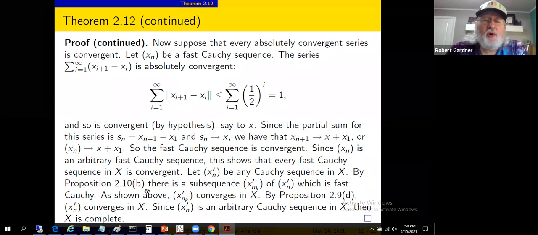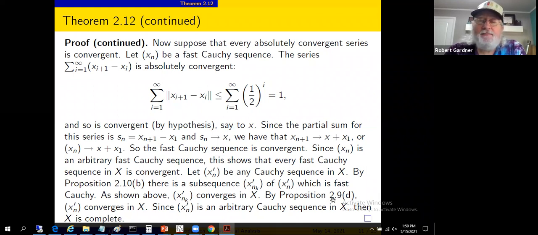By Proposition 2.10.b, we know that x sub n prime, being a Cauchy sequence, has a fast Cauchy subsequence. This was a comment we made after Proposition 2.10. So this Cauchy sequence has a fast Cauchy subsequence. Well, we just showed that every fast Cauchy sequence in X is convergent. So this is a fast Cauchy sequence in X, so it is convergent. So x sub n prime is a Cauchy sequence with a subsequence which converges.